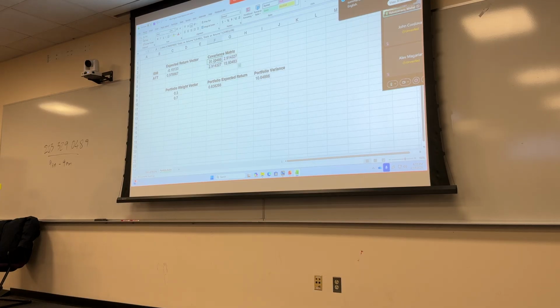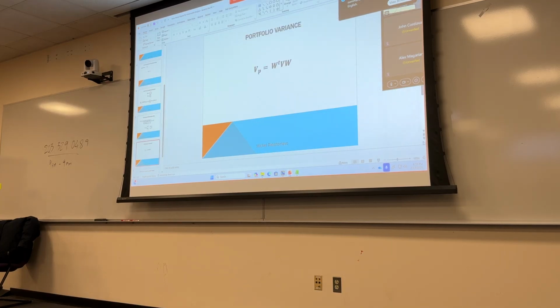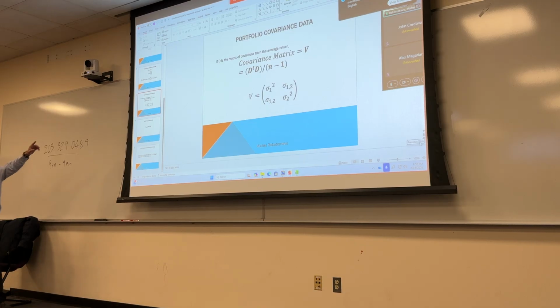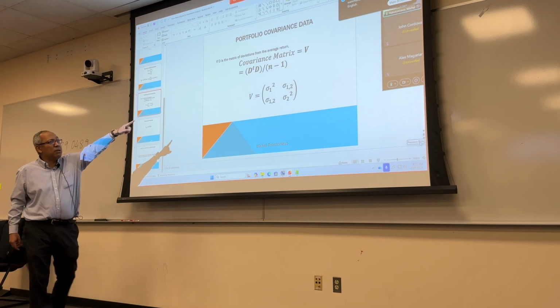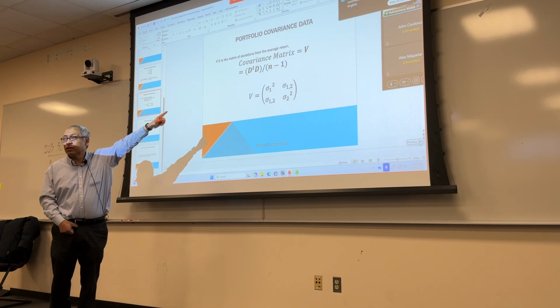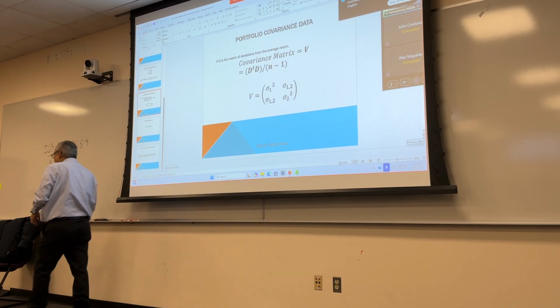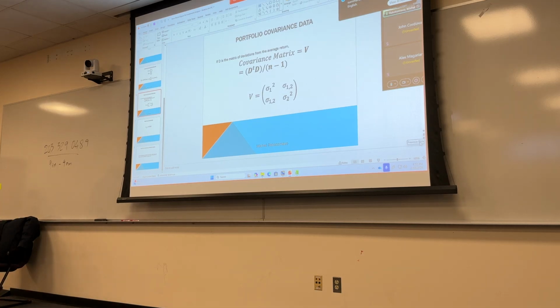This is going to be more complicated, so let's make sure we're on the same page. Covariance is the one where we actually use a matrix for deviation from the mean, D. Let me show you what D is.